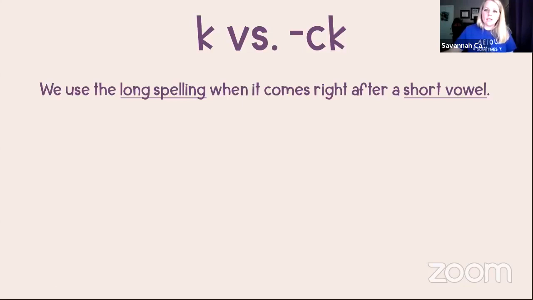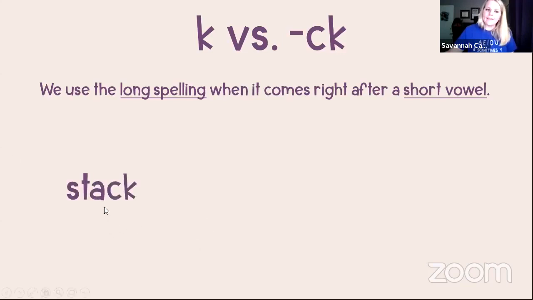So we've already talked about K and C at the beginning of a word, but what about when we hear it elsewhere in a word? Well, we really have 2 options right here. We have a k that is spelled with a K or a CK.